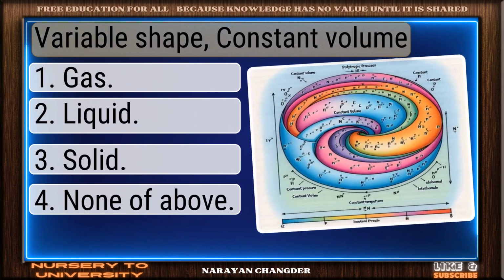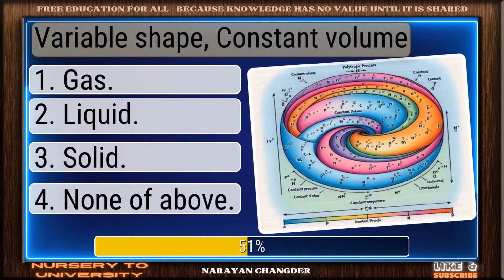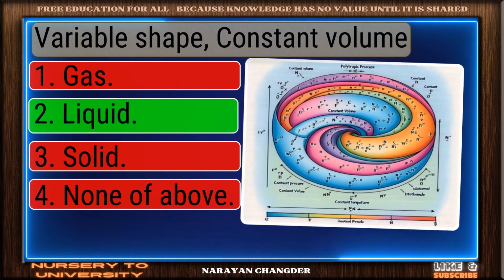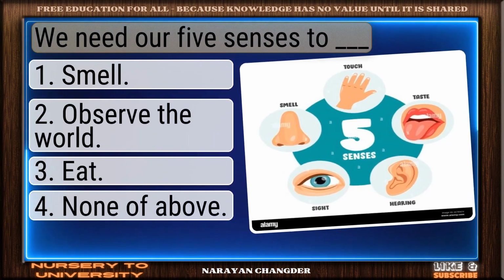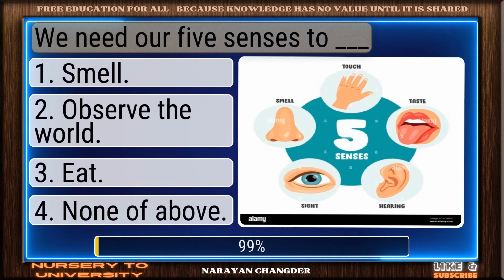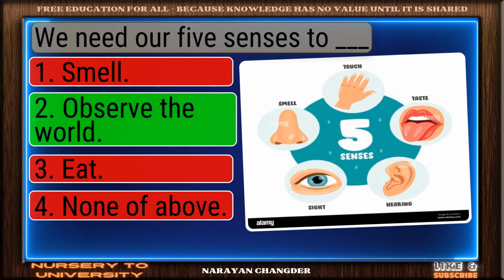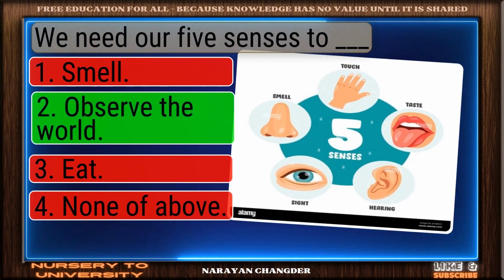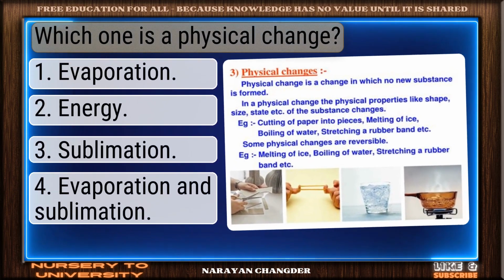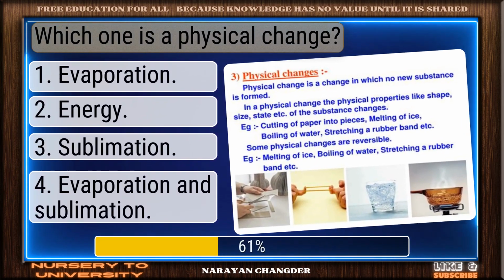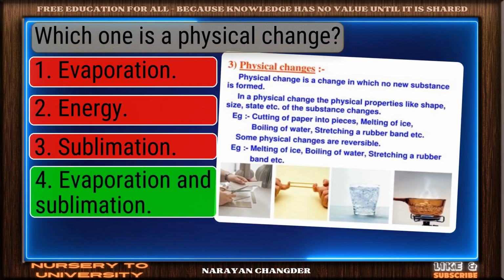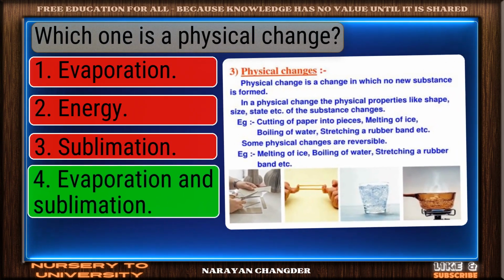Variable shape, constant volume. Well picked. Liquid is the correct answer. We need our 5 senses to dash. Excellent choice. Observe the world is the right answer. Which one is a physical change? Smart move. Evaporation and sublimation is an accurate answer.